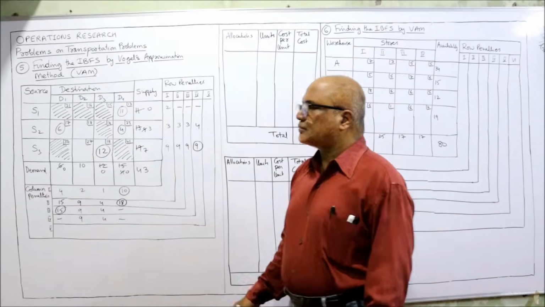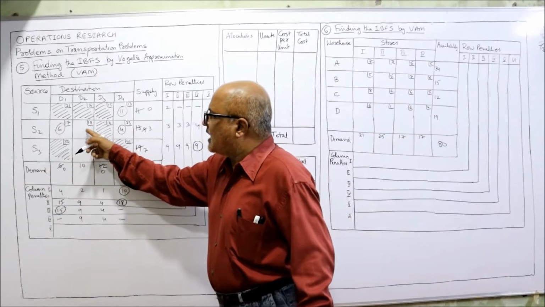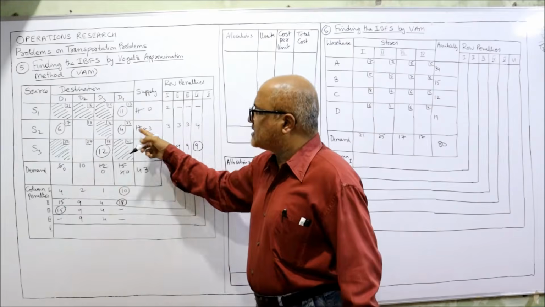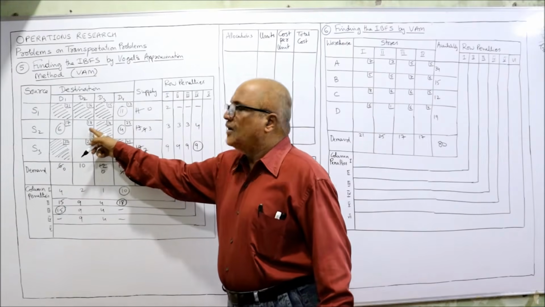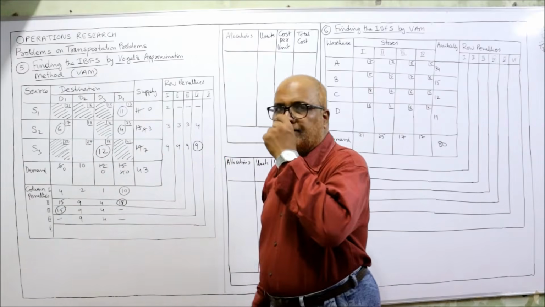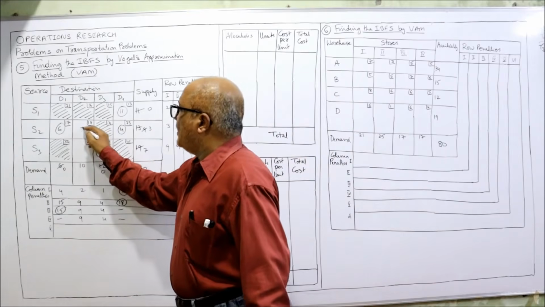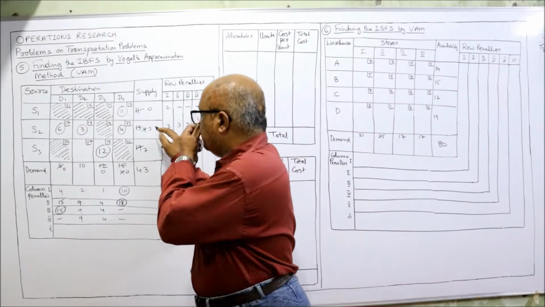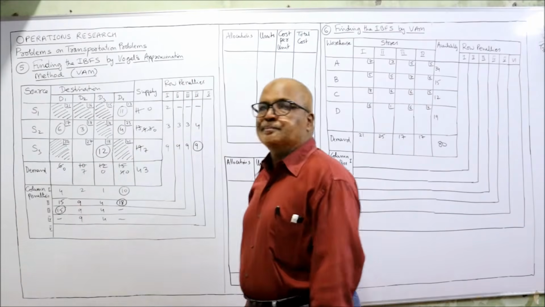Over. Now, only one unoccupied cell is there in the second row, where the row total is 3 and the column total is 10. Whichever is less, so 3 is less. So here I am allocating 3. 3 minus 3, 0. 10 minus 3, 7.